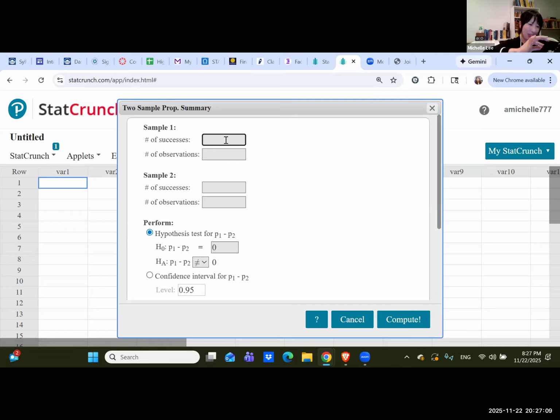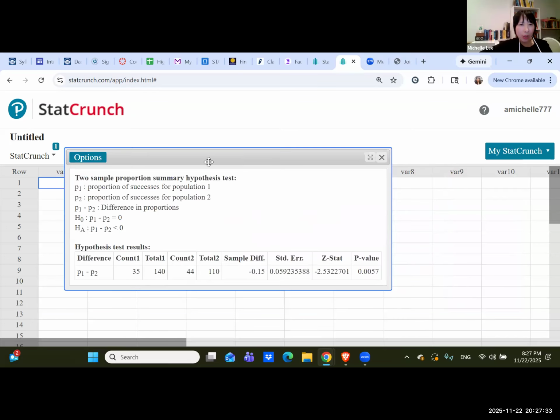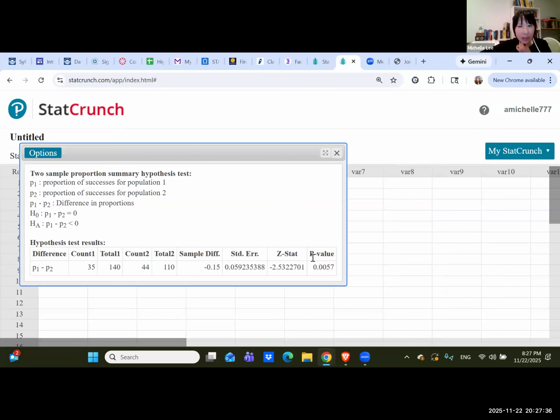Sorry about that. 35, and then 140, and 44, and 110, and left tail, right? Left tail. Then compute. Okay, so we have a z-test statistic and then the p-value. That's how we get that, right? All right. Good.